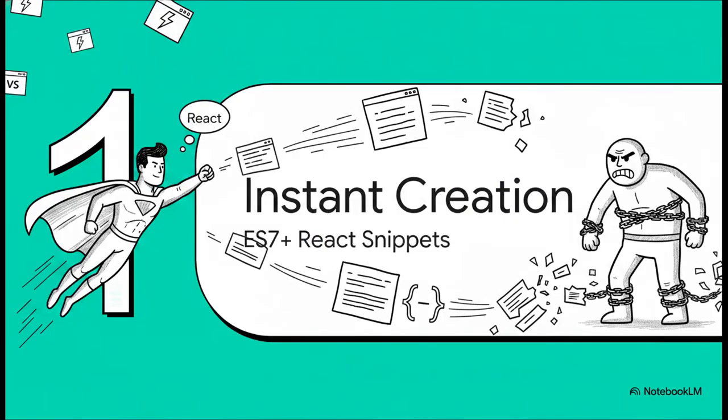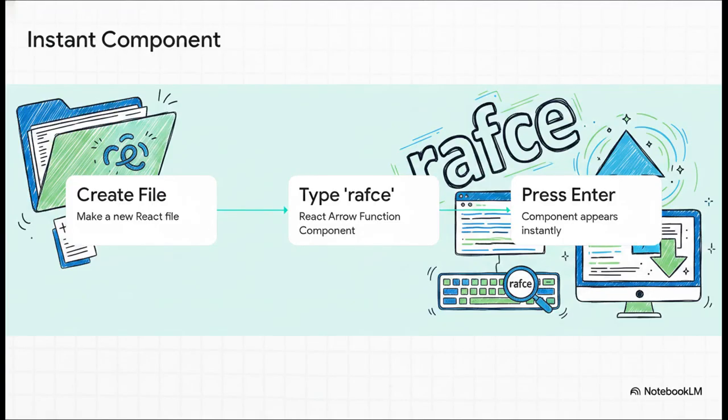Section 1. Instant Creation. ES7 plus React Snippets. Okay, let's dive into this. This first extension is basically our hero, swooping in to save you from the super tedious villain of manual setup, because every React dev knows the pain of spinning up a brand new component. You got to write the imports, declare the function, export the thing. It's just exhausting to do that 20 times a day, right?